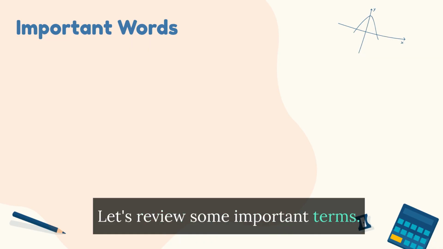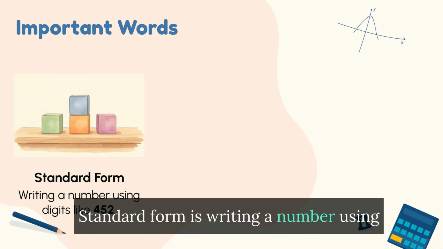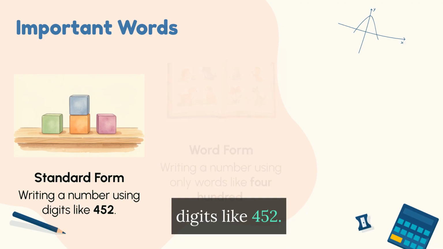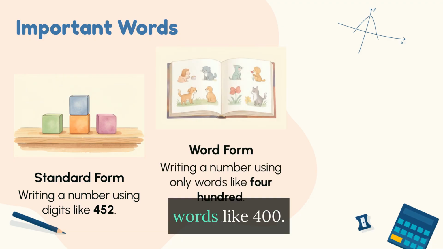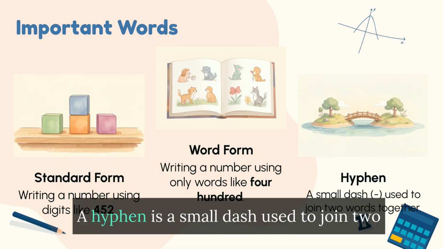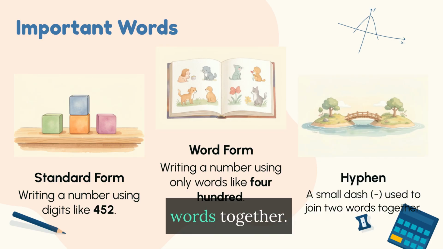Let's review some important terms. Standard form is writing a number using digits, like 452. Word form is writing a number using only words, like four hundred. A hyphen is a small dash used to join two words together.